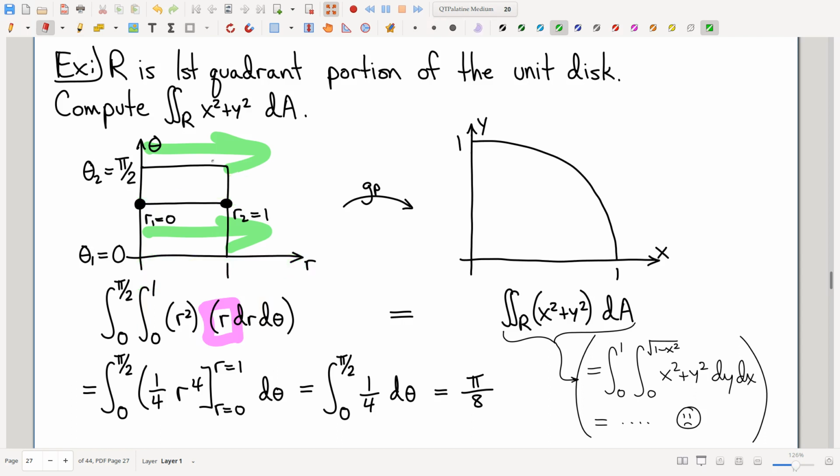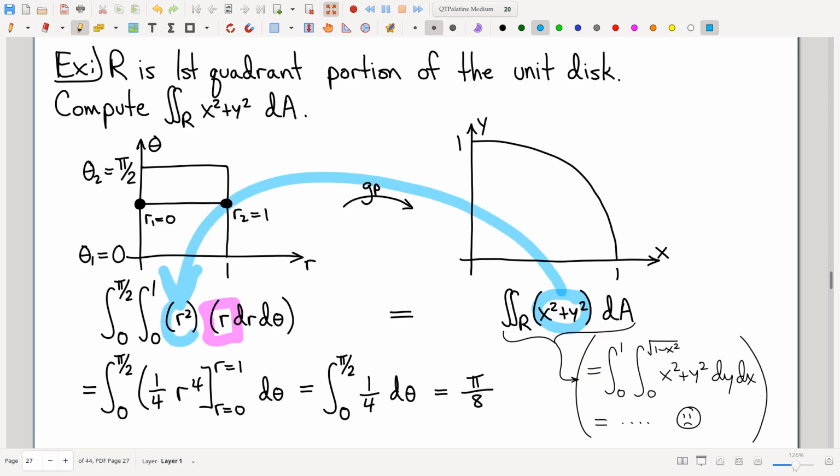Let's see here. I'm going to have to do the algebra to convert, and how do I plug in for x and y? You can plug in the x and the y directly. X is r cosine theta. Y is r sine theta. You can plug that in and do some trig, or you can just recall that we have an existing rule that x squared plus y squared is r squared.